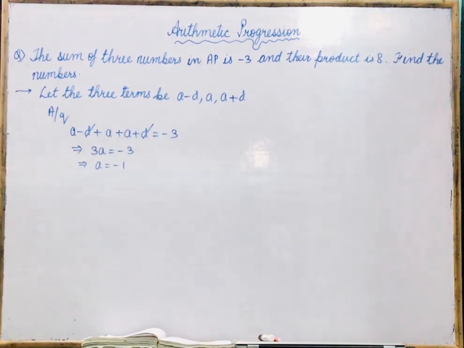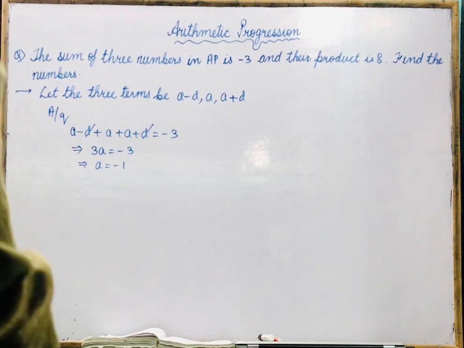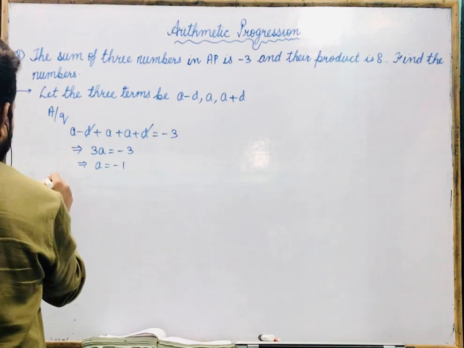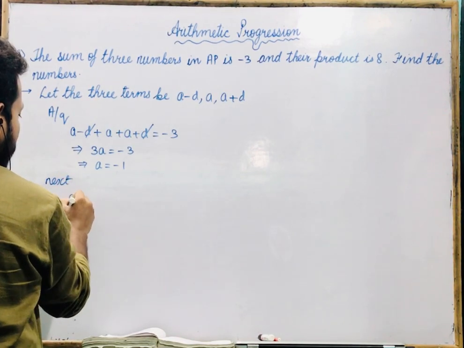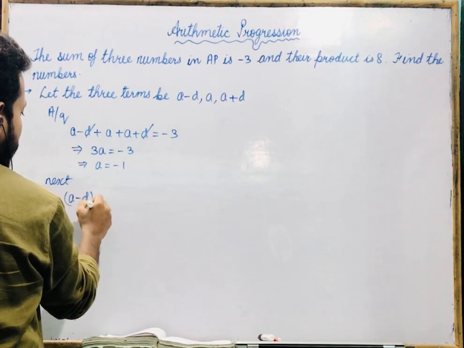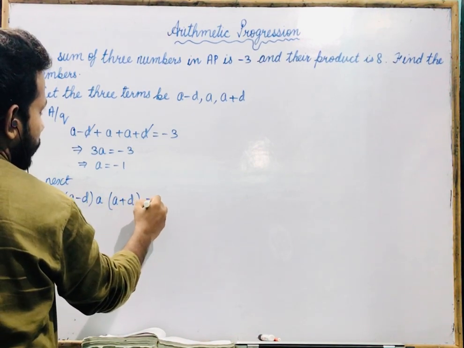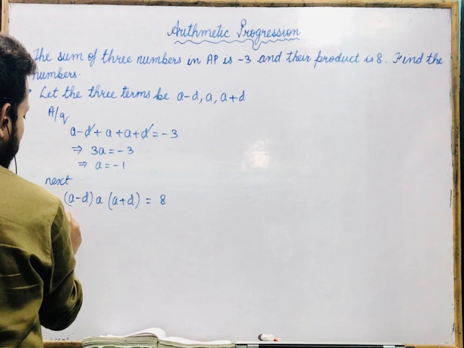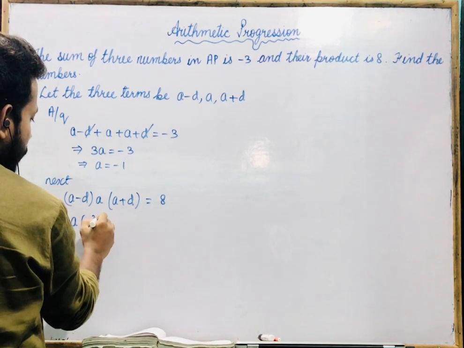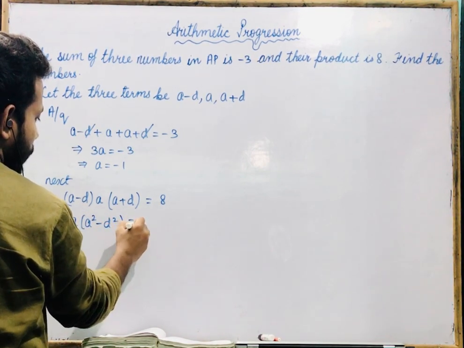What is the next statement? And their product is 8. The product of those three terms is 8. So the product of those three terms being 8 means A minus D into A into A plus D equals 8. So it is A square minus D square equals 8.